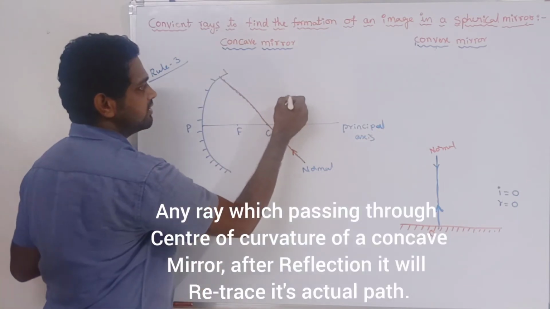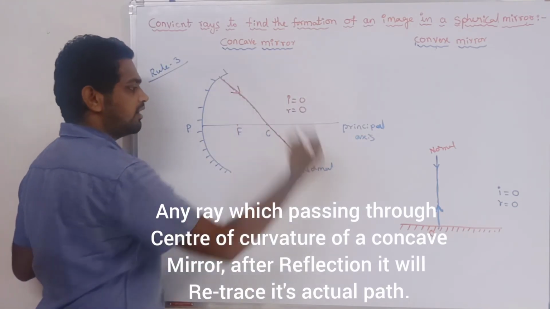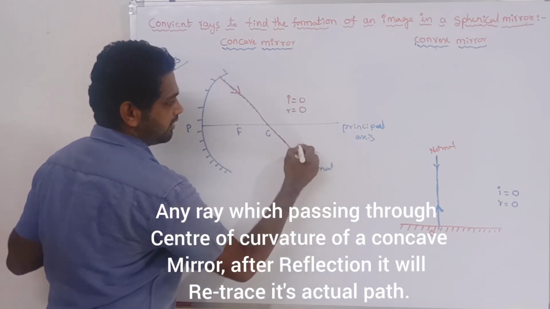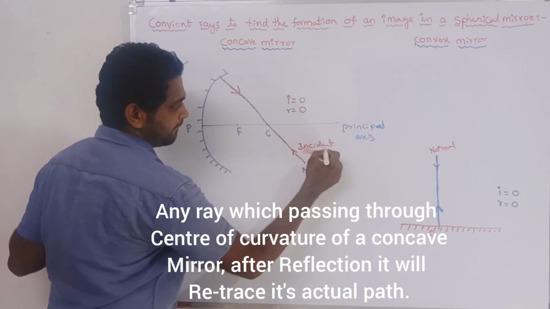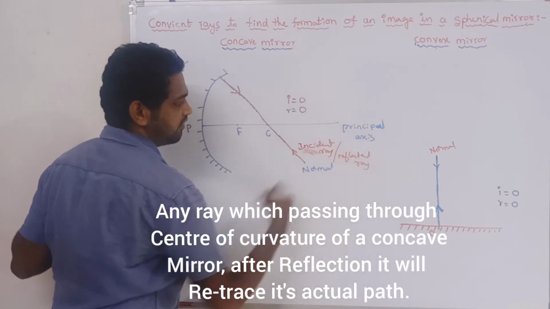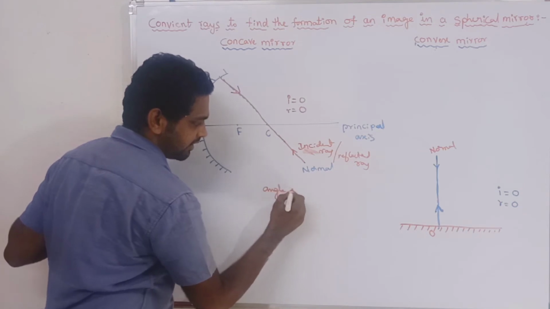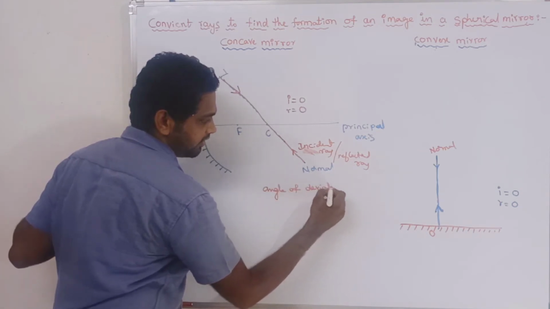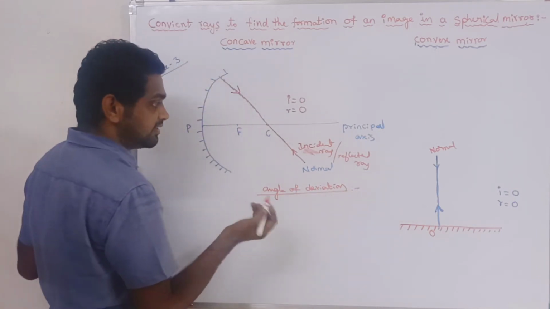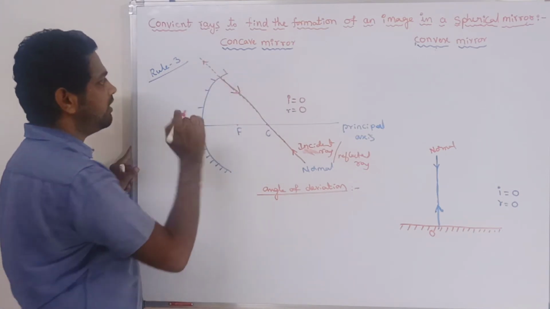Then the angle of incidence will be equal to 0. Then the angle of reflection you will also get as 0 only. Definitely the reflected ray will retrace its actual path. So this will be the incident ray and this will be my reflected ray. Here itself you will get the reflected ray. Now my question is, what is the angle of deviation? Can you guess the angle of deviation here? See, if the incident ray is moving along the same direction, then you won't get any angle of deviation.